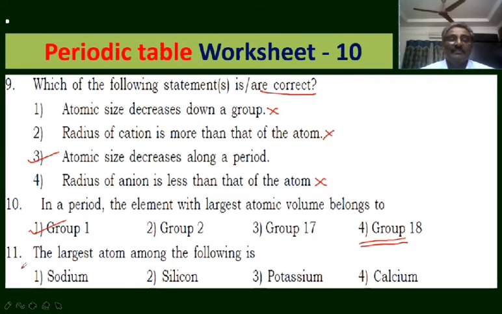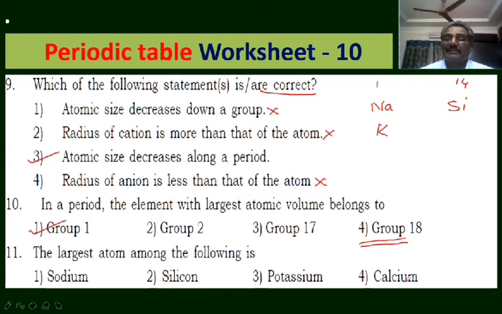Next, 11th question. The largest atom among the following is dash. What are the atoms given? Sodium, silicon, potassium, calcium. Here sodium and potassium belong to the same group, and sodium belongs to first group, silicon belongs to 14th group, but silicon is also present in the same period as sodium lies, so silicon will be here in the 14th group. Sodium is in the first group.